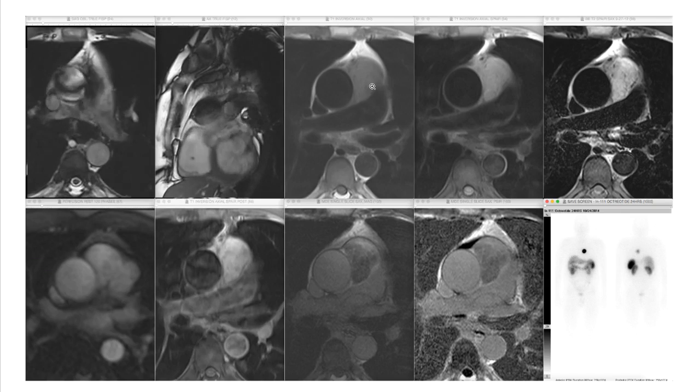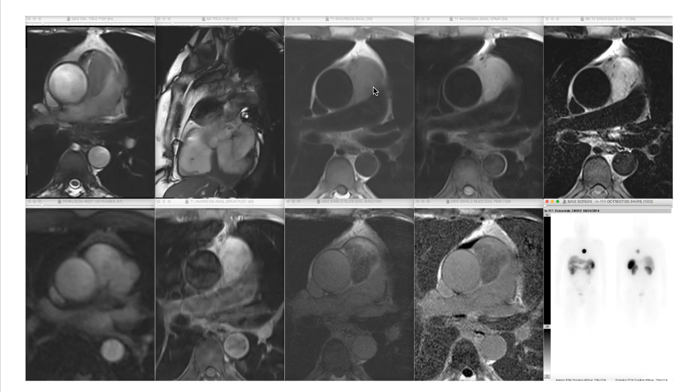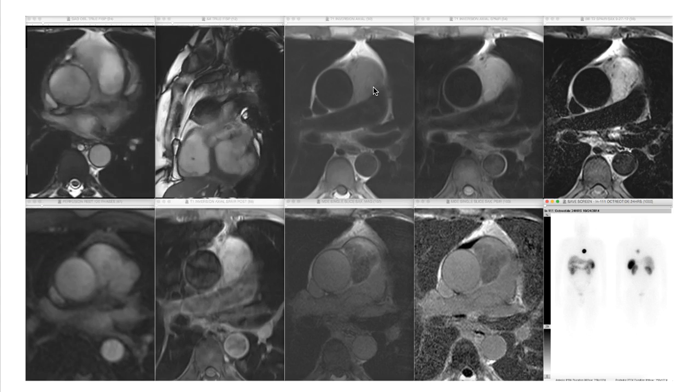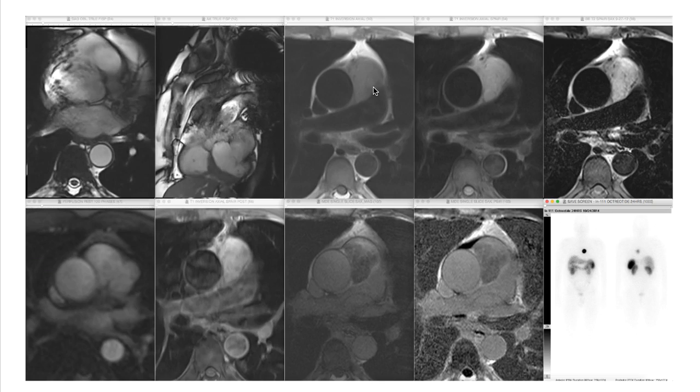Here we have our T1. This is our T1 black blood image. Here's the T2, so homogeneously bright on T2. Then we have our delayed enhancement. And with delayed enhancement, you have to be careful with this mass because the contrast goes in and then it washes out. So in delayed enhancement, you won't see the super bright enhancement that we see in the fibroma.